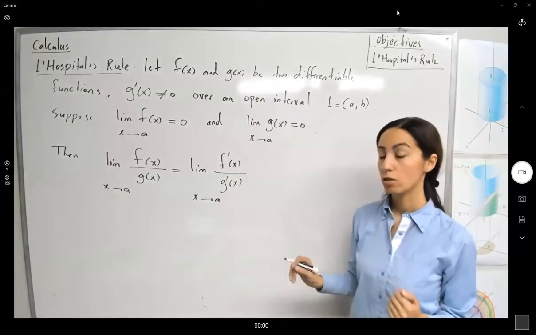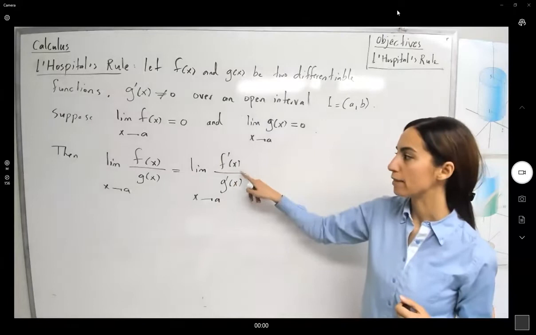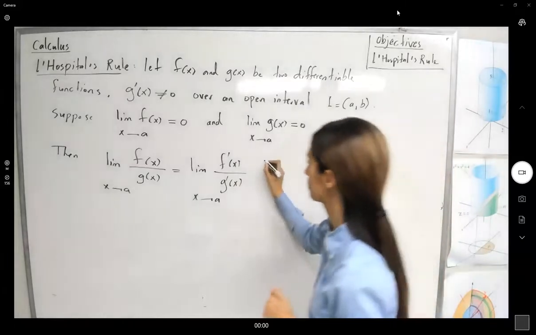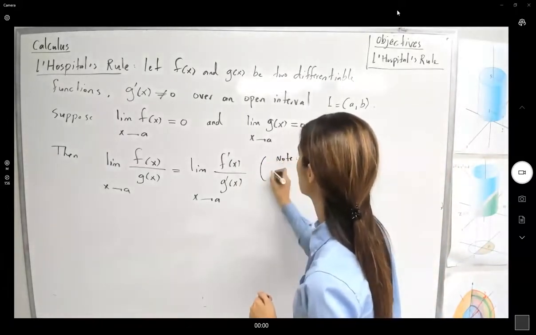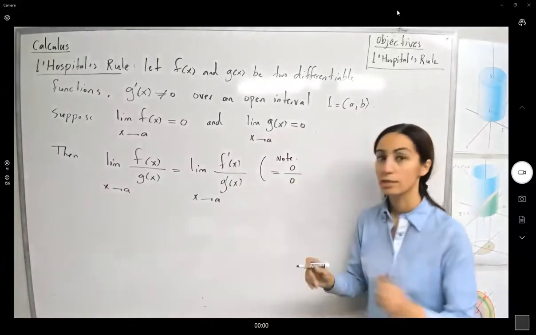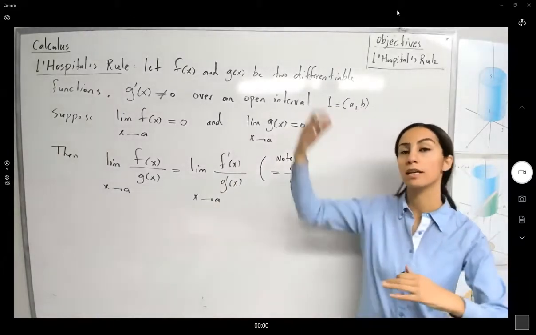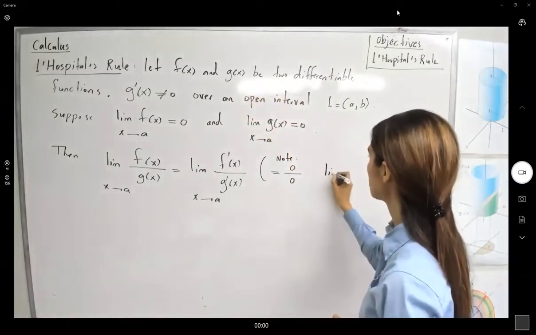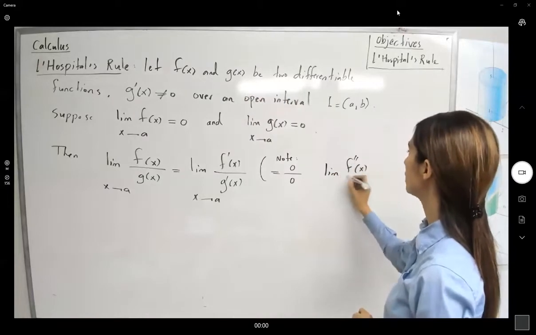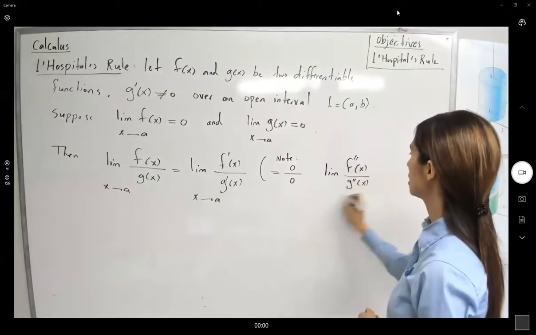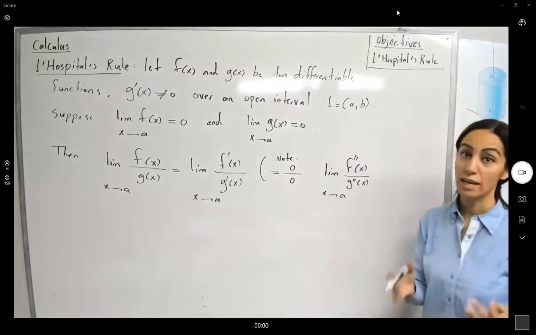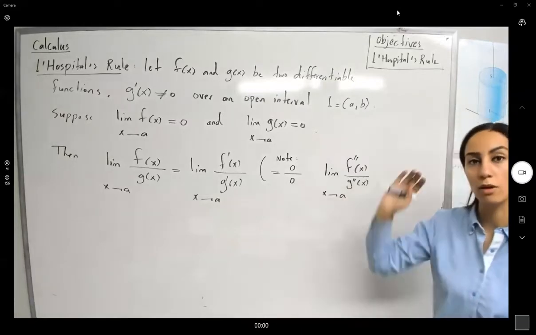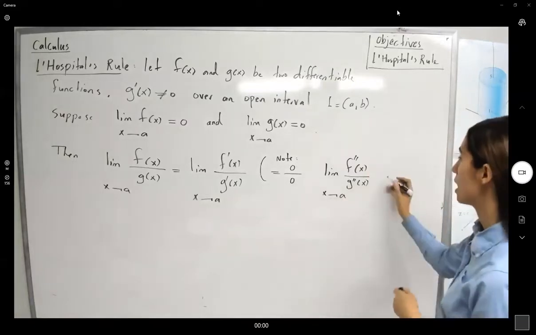So note that if at this point you take the limit of the derivatives and it is still equal to 0 over 0, then we have to continue taking the derivatives from the top, from the bottom. This is equal to the limit of the second derivative of f over the second derivative of g as x approaches a. And again, if this is equal to 0 over 0, you can continue taking the derivatives from top, from bottom, and find the limit eventually.